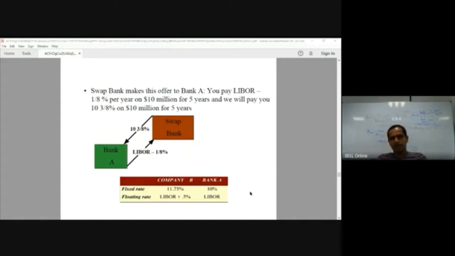Now, Swap Bank makes this offer to A. They're asking A to pay them LIBOR minus 1/8 on $10 million for 5 years. And Swap Bank will pay A 10.3% on $10 million for 5 years. So every year, these interest rates will be paid.